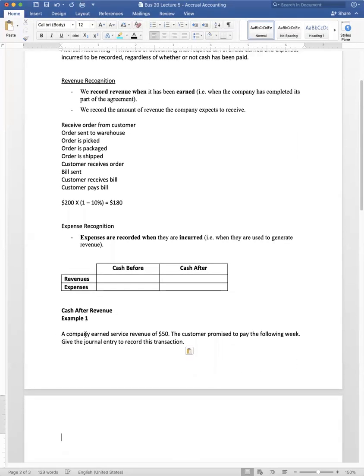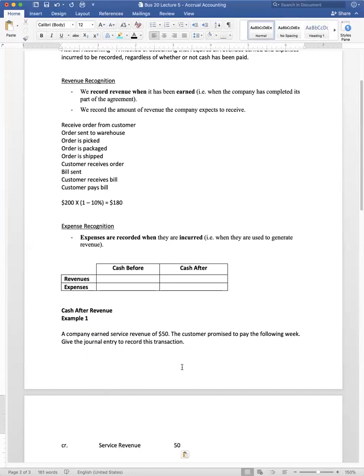A company earns service revenue of $50. The customer promised to pay the following week. We've seen this before. We've been doing journal entries like this for a while now. So what's involved? Well, service revenue is involved. If they're earning revenue, then revenue is increasing, and increasing revenue is a credit. So we're going to have a credit to service revenue.